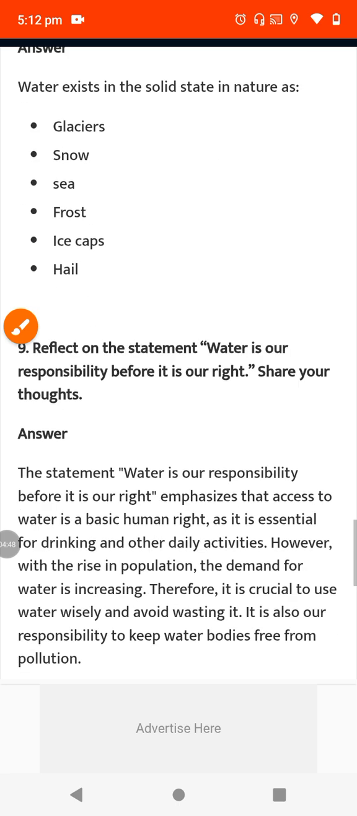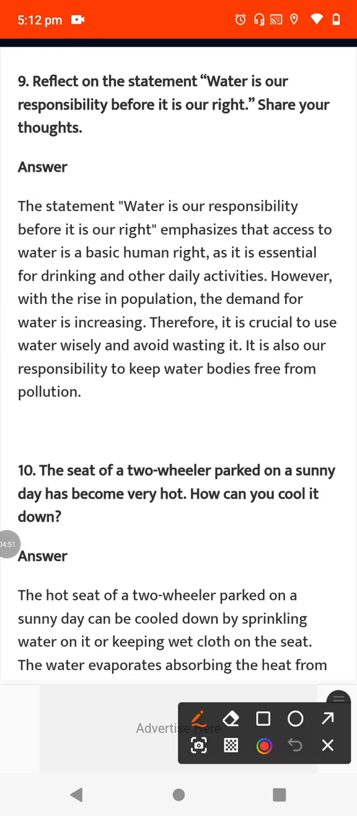After that one, reflect upon the statement. It is actually about the importance of water. Water is our responsibility before it is our right. Share your thoughts. The statement, water is our responsibility before it is our right, emphasizes that access to water is a basic human right as it is essential for drinking and other daily activities. However, with the rise in population, the demand for water is increasing. Therefore, it is crucial to use water wisely and avoid wasting it. It is also our responsibility to keep water bodies free from pollution.